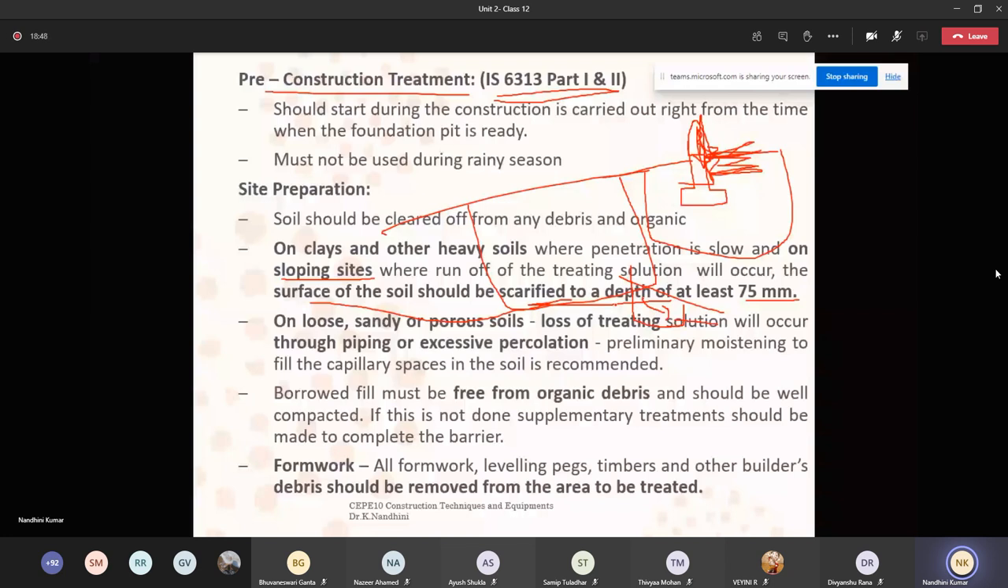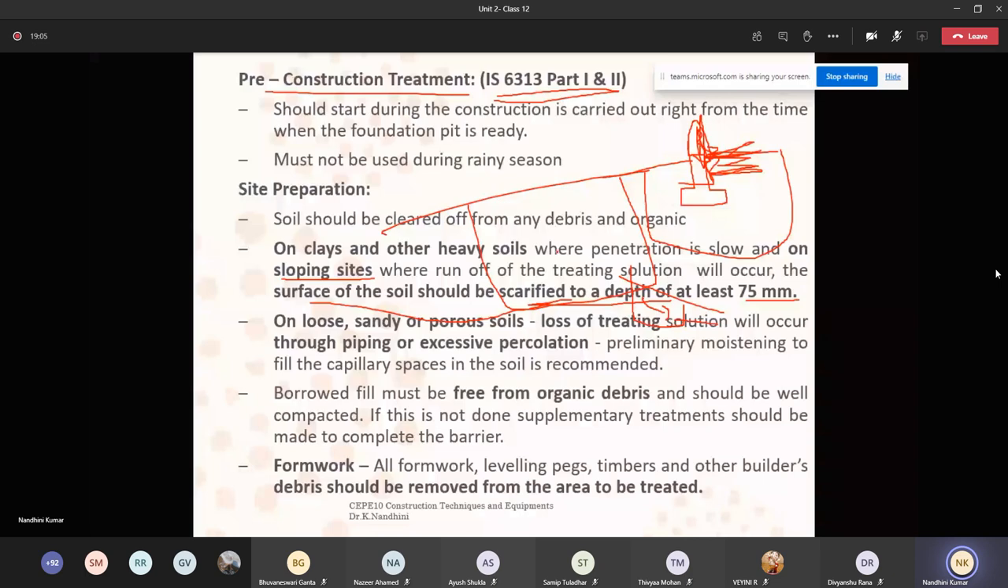Then, okay, this is done. Then all formwork, leveling pegs, timbers and other builders' debris should be removed from the area. When you are going to treat this particular area, any debris or any other disturbances present there should be removed.